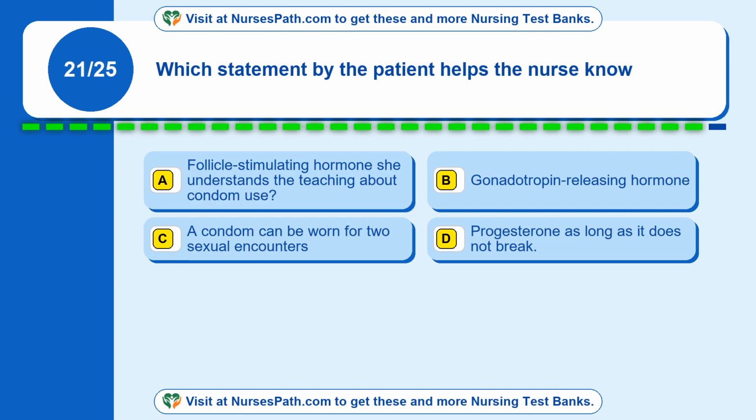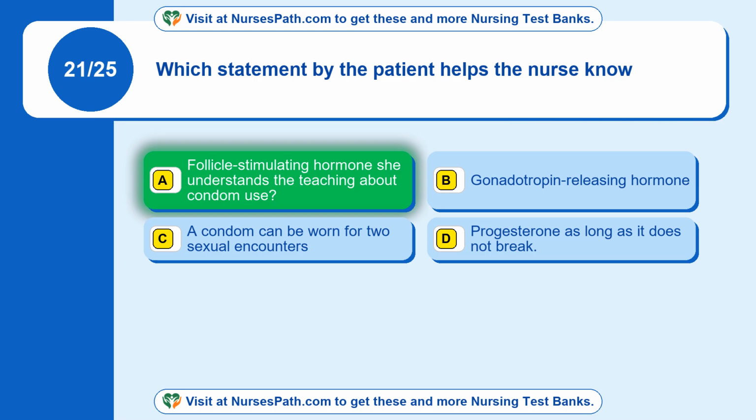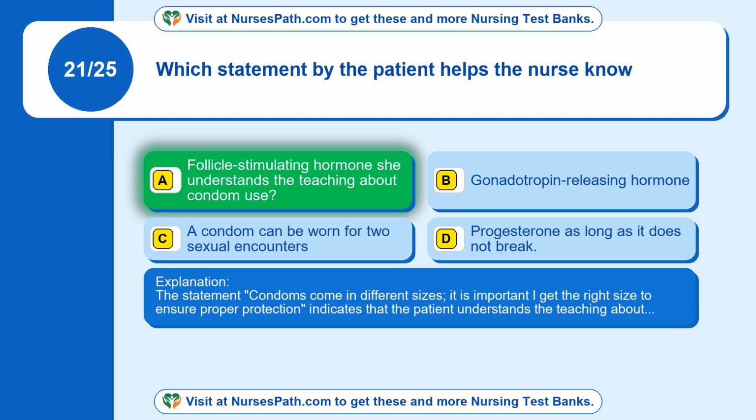Question 21. Which statement by the patient helps the nurse know she understands the teaching about condom use? Option A. Condoms come in different sizes. Option B. Gonadotropin-releasing hormone. Option C. A condom can be worn for 2 sexual encounters as long as it does not break. Option D. Progesterone. The correct answer is option A. The statement that condoms come in different sizes and it is important to get the right size to ensure proper protection indicates that the patient understands the teaching about condom use.